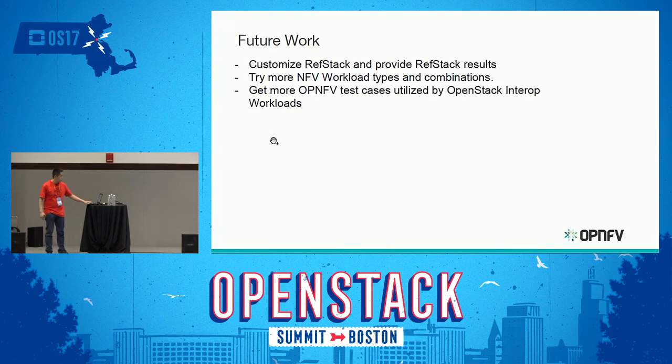Okay. So some future thoughts. For the interop challenge, we actually require a participant to customize and run RefStack, basically Tempest tests, to show the results. So this will be one of our future works. The other one is to try more workload types. For our workload, we selected Open-O plus Juju plus Clearwater virtual IMS. You could try all the other kinds of combinations. And we try to get more OPNFV test cases utilized by the OpenStack interop workload. I think one of the things we've done pretty well is to bring all the test cases that the OPNFV community has already done, and compose or reform them to be usable by OpenStack.